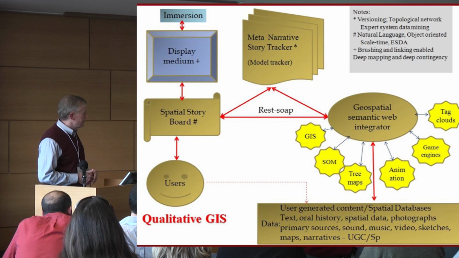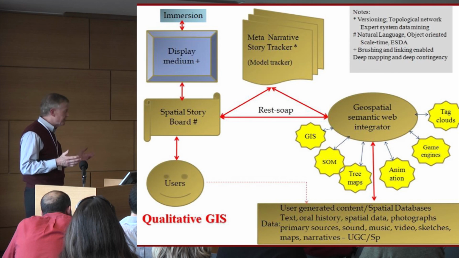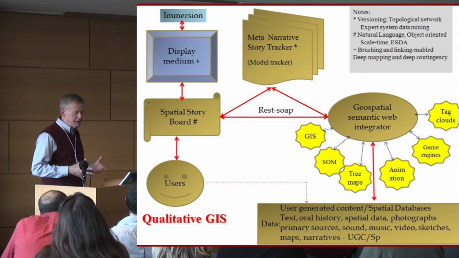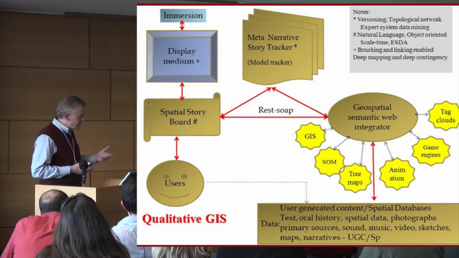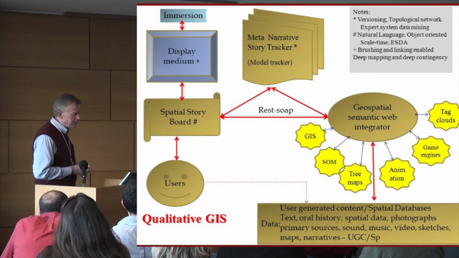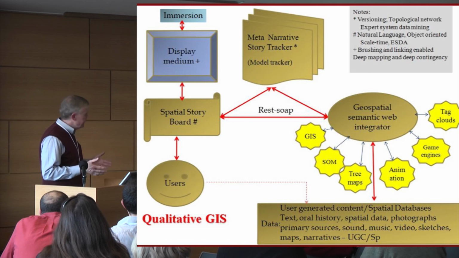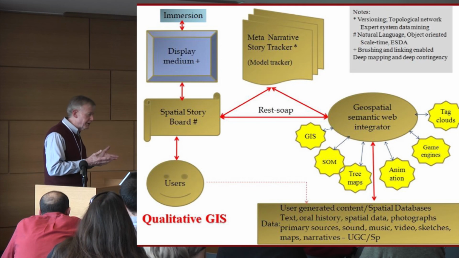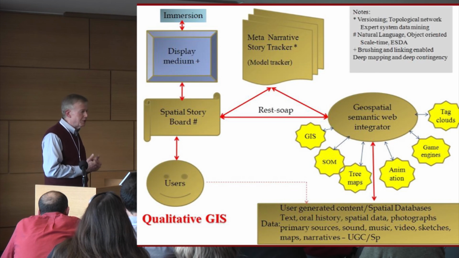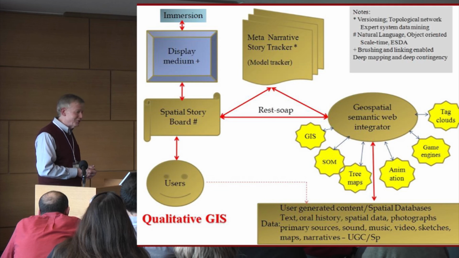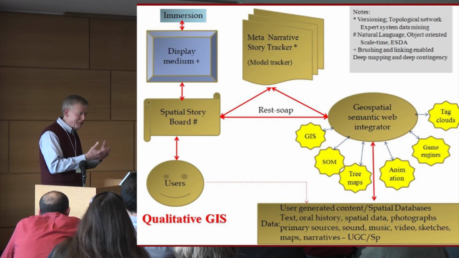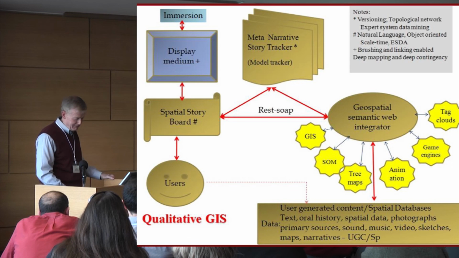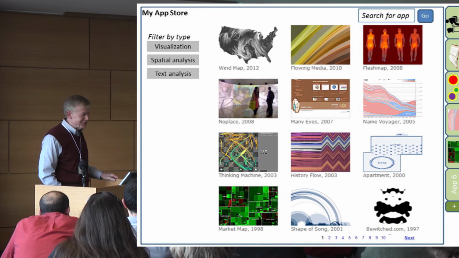We're also talking about self-organizing maps, tree maps, animations, game engines, tag clouds, a whole variety of other tools that are already available to us in the digital world that becomes part of this integrator structure that is connected to a spatial storyboard and a narrative tracker that allows us then ultimately to take that, to construct spatial stories out of it, to push it into a display medium, and ultimately I think the real goal is to immerse the user and to allow us to become immersed in the story, much as Charles Dickens in the 19th century, through the construction of his narratives, could immerse us in his world, a world that we still can access today. So that's the goal. Now, I admit that's quite ambitious.